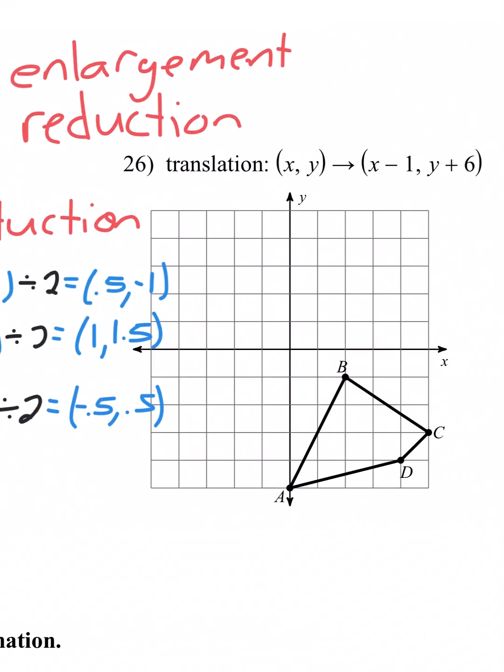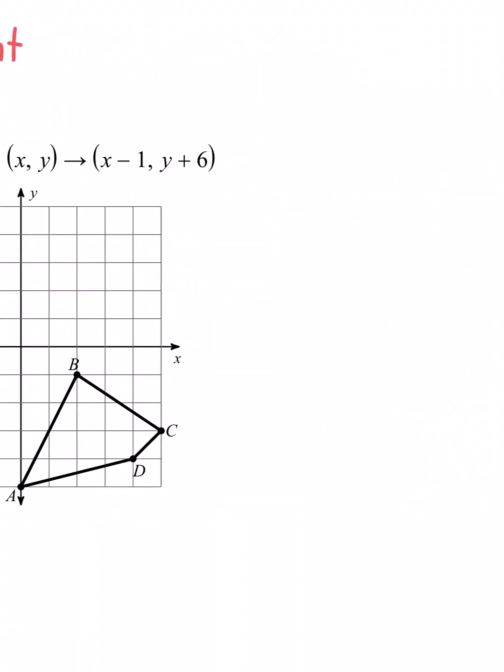What transformation are we performing? Translation, so what's going to happen? It's going to slide. It's just going to move across the graph. So we have to read our vector they gave us, x minus 1. Which direction does x go? It goes left and right. If it's negative, I'm going to go left. So I'm going to go left 1. And then y is up and down. If it's positive 6, up 6.